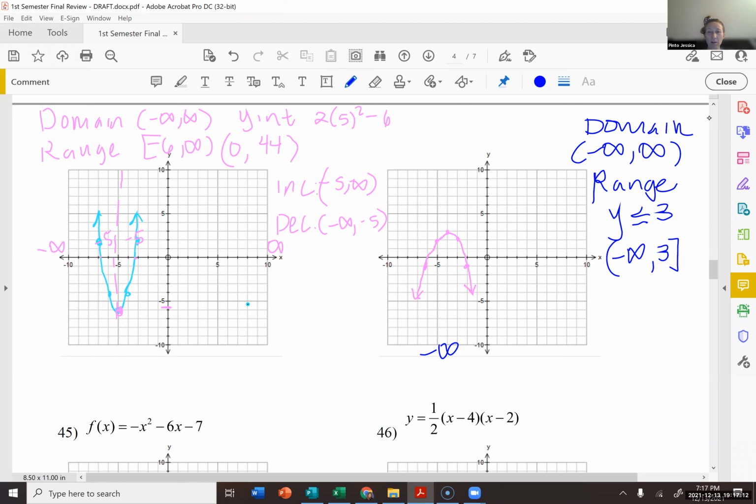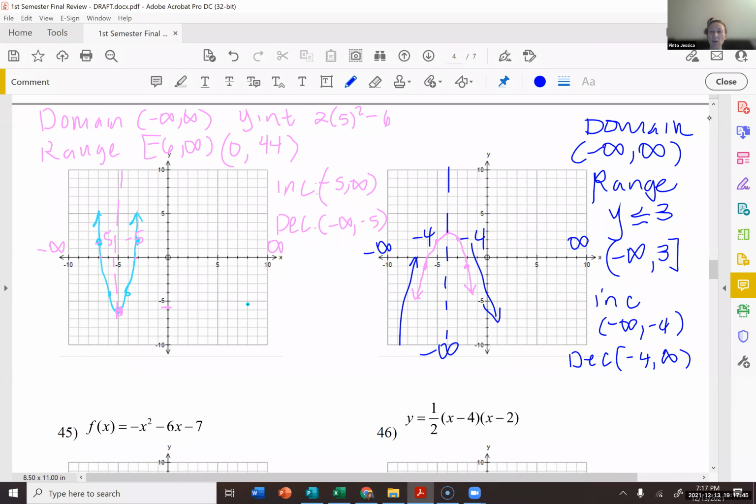And then for increasing and decreasing, I sketch my vertical line. The x of the vertex was -4. So -∞ to -4, then -4 to infinity. This really helps me write the increasing and decreasing. So on this side, I'm going up. So the increasing interval is -∞ until -4, which means the decreasing is -4 to +∞.